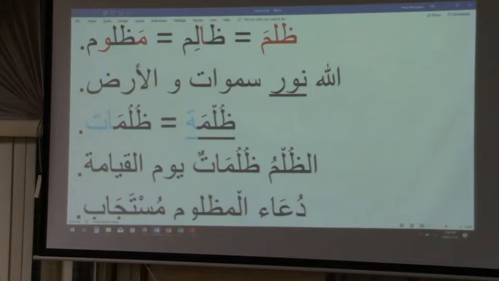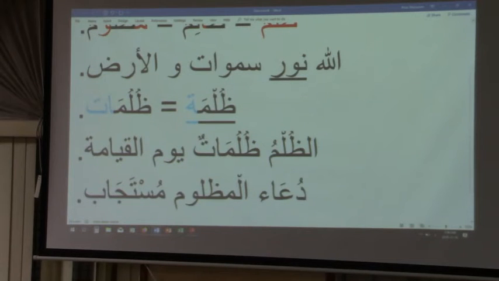Yes, MashaAllah. I'm in your mind. I'm in your mind. Now here we have a hadith, another hadith.